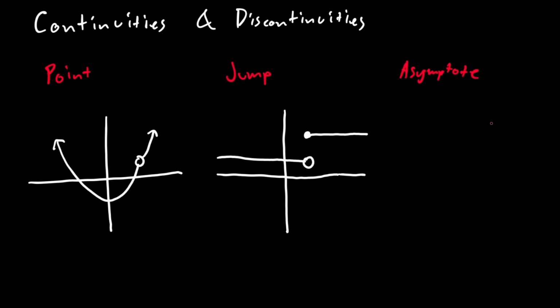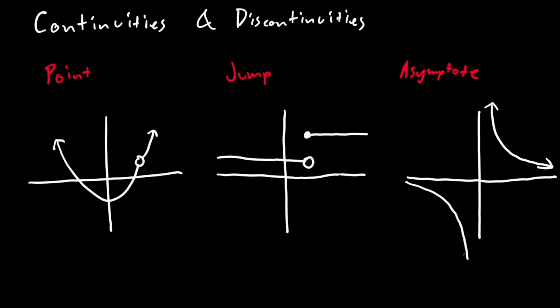And for an asymptote, let's use a familiar example. We'll use 1 over x. An asymptote is a discontinuity where there's this value that the graph is always getting closer to, but it never touches.